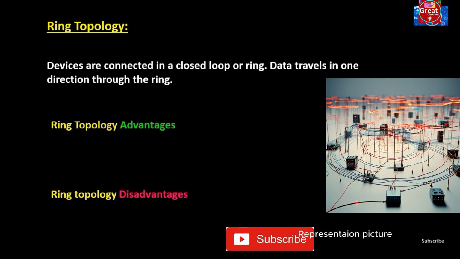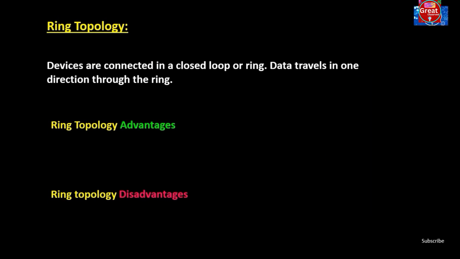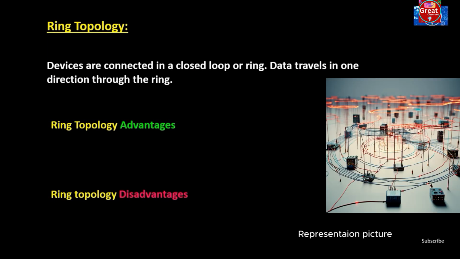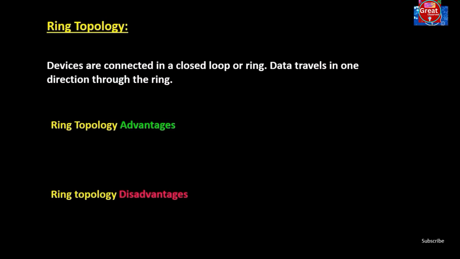Next, ring topology. Devices are connected in a closed loop or ring. Data travels in one direction through the ring. Ring topology advantages: a ring topology offers advantages such as simplicity in design and installation, as well as balanced network performance, since each device has equal access to the network. Additionally, it requires less cabling compared to some other topologies, making it cost-effective for certain scenarios.